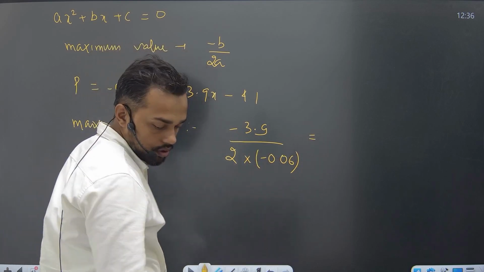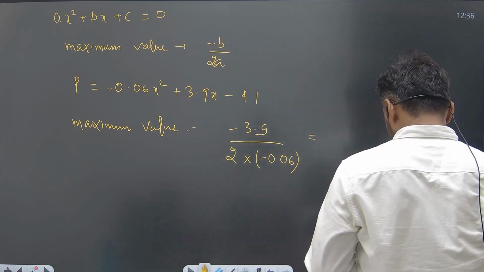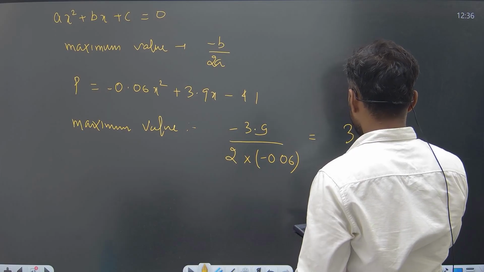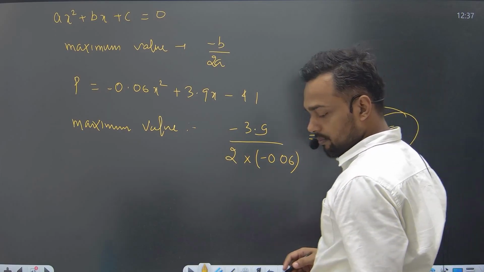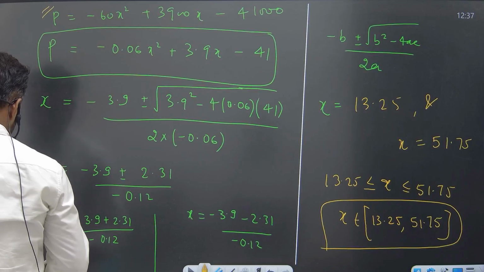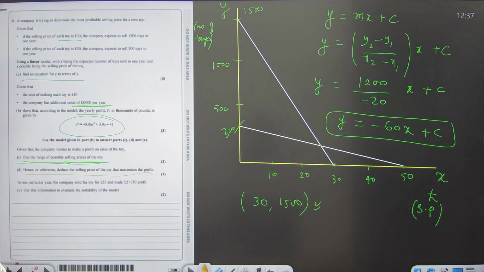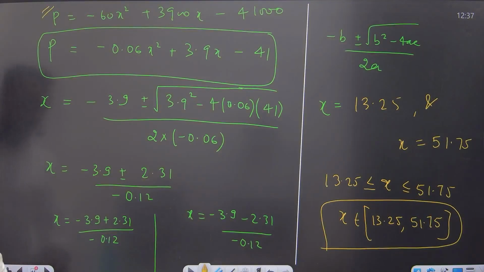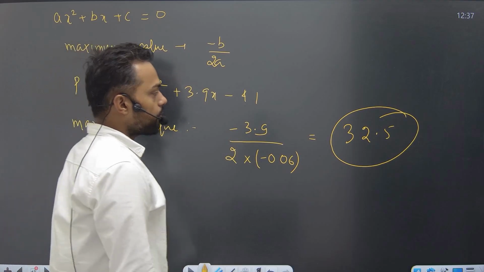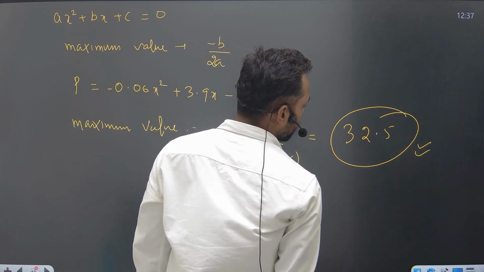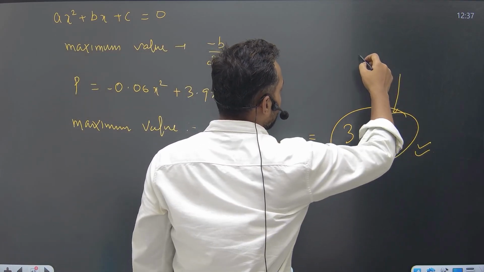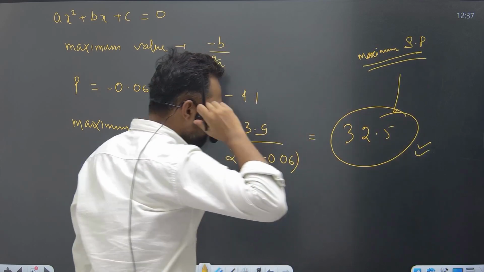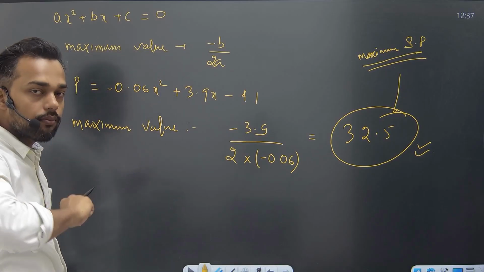So what will be the value? We need to calculate. It will be 3.9 upon 0.12, that is 32.5. So this is the maximum value of the profit. We need to deduce the selling price to maximize the profit. So the maximum profit will be achieved at this selling price, on which the maximum profit will be achieved.